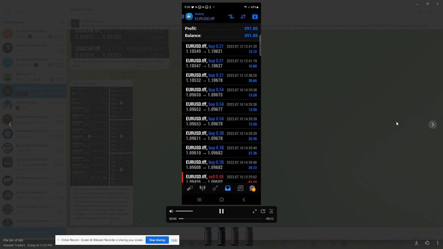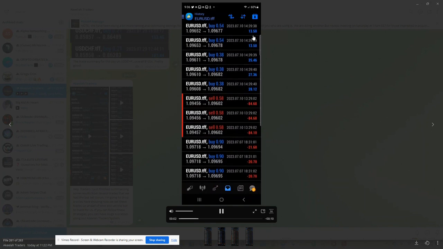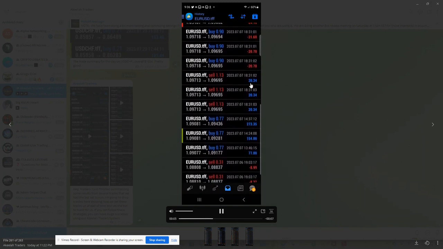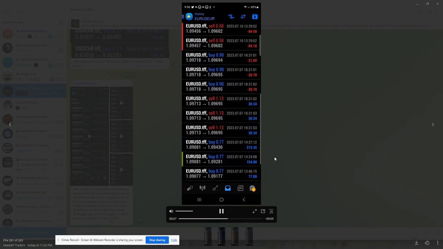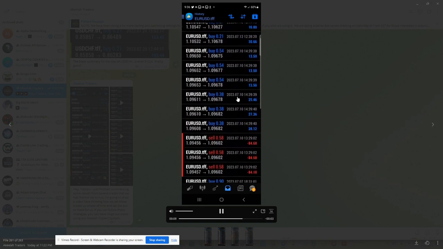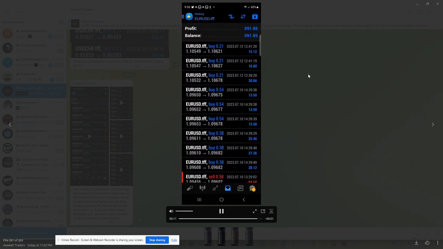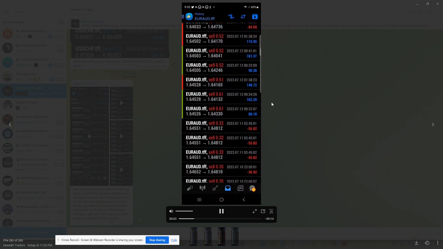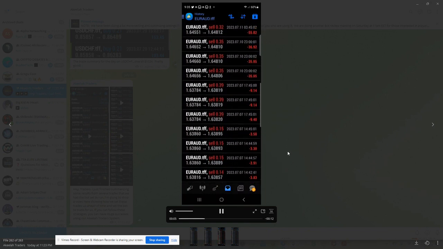Let's go to the next one. Next one, Euro USD, was almost $400. These are the trades from that one. Did not take as many trades. I think we were trading this one on the 15-minute time frame, I believe. Next one, Euro AUD, another smaller result.